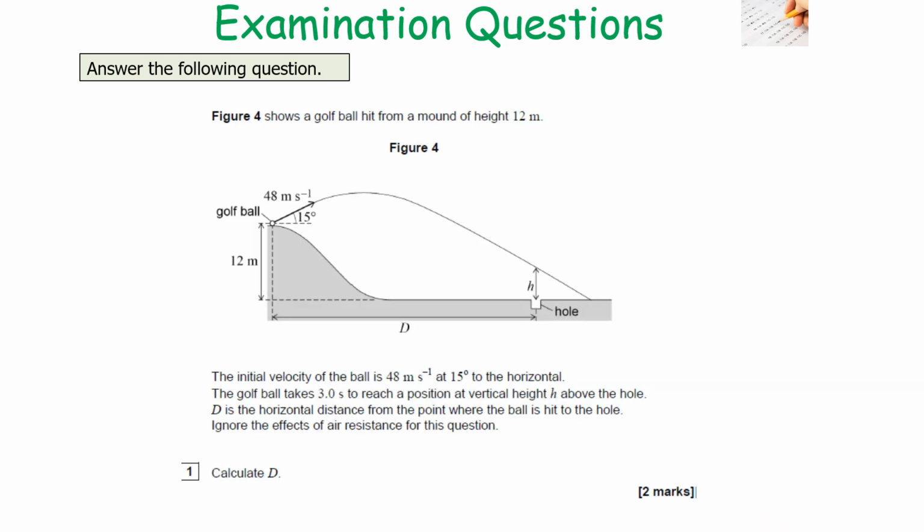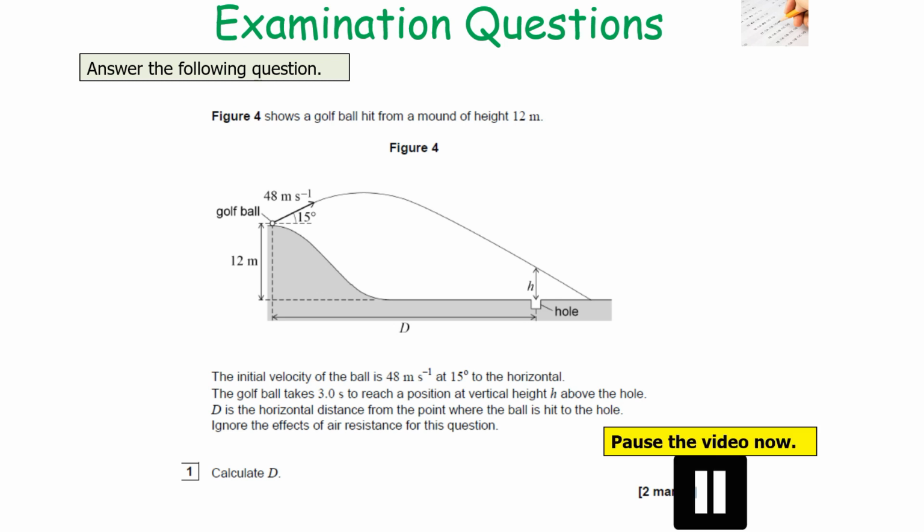Right, let's have a look at our next question. Figure 4 shows a golf ball hit from a mound of height 12 meters. The initial velocity of the ball is 48 meters per second at 15 degrees to the horizontal. The golf ball takes 3 seconds to reach a position at a vertical height h above the hole. D is the horizontal distance from the point where the ball is hit to the hole. Ignore the effects of air resistance for this question, calculate D. So pause the video now, then unpause the video when you want to go through your answer.